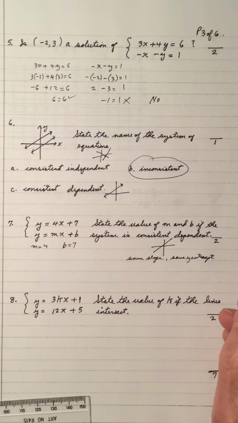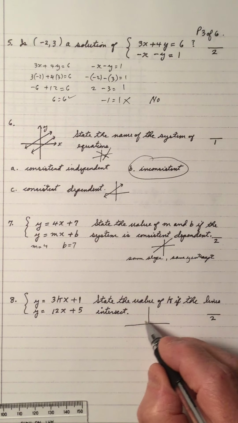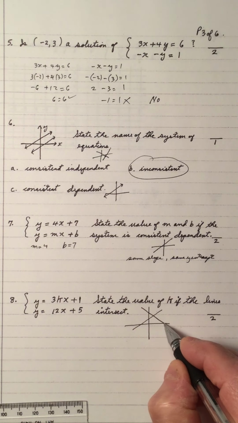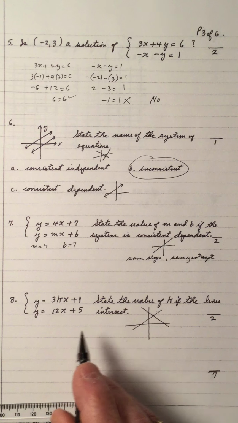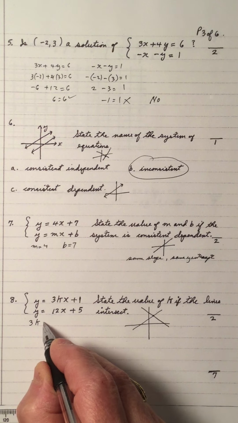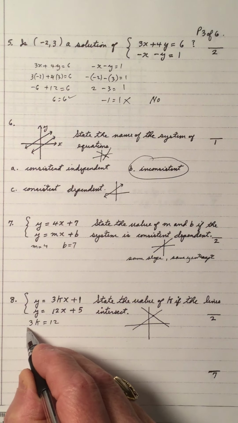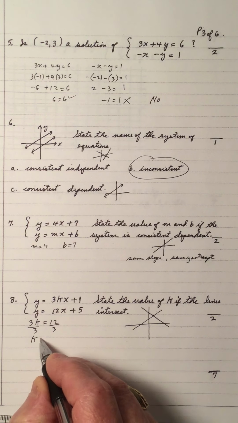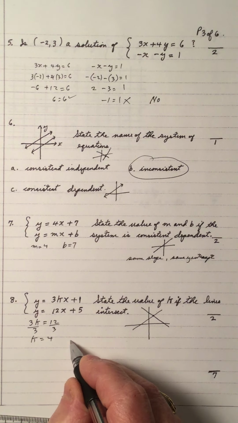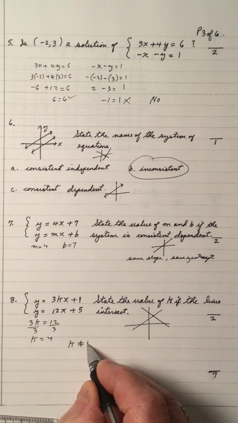Number 8, state the value of k if the lines intersect. Two lines intersect at a point. If 2 lines intersect, then they have to have different slopes. So that means 3k is equal to 12 divided by 3, which means k equals 4. So if k is 4, they'll have the same slopes, but we can't have that. So that means k is not equal to 4.